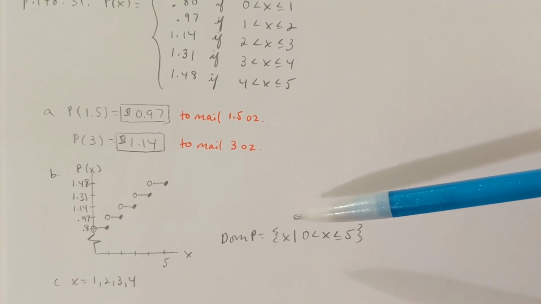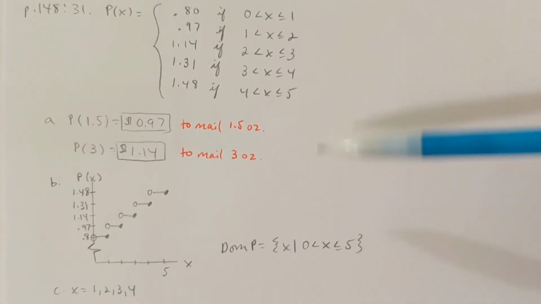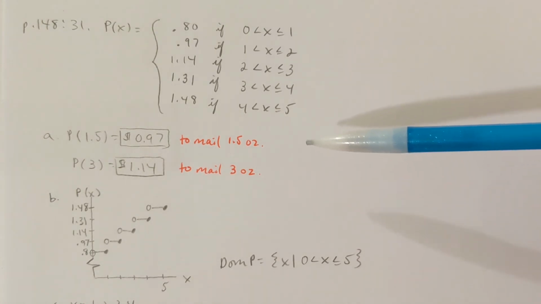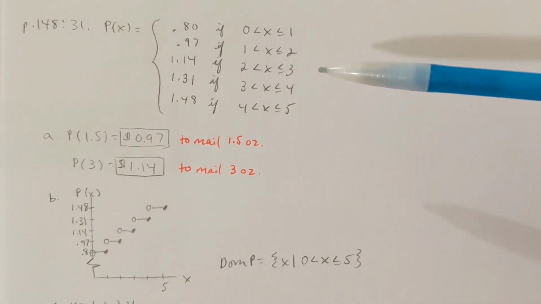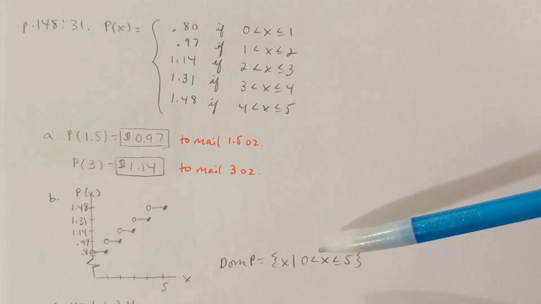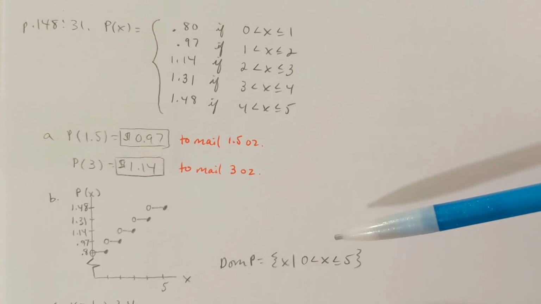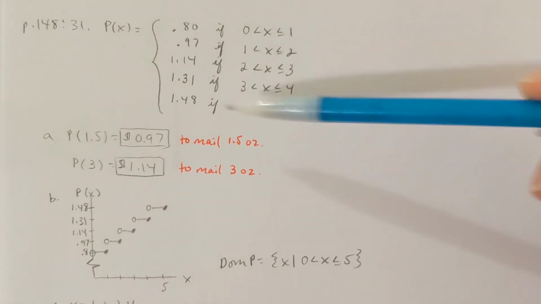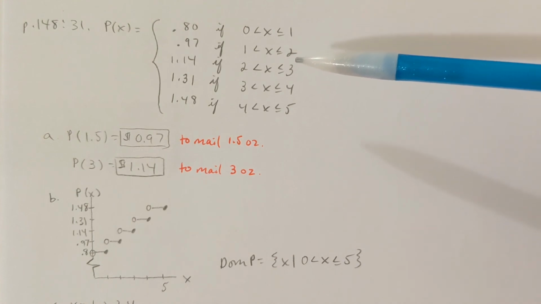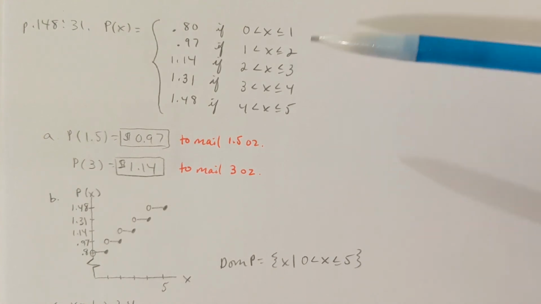If we want to know the domain of P, the domain of P is 0 to 5, including 5. By the way, you can't mail a package that weighs 0 ounces, so x is strictly greater than 0. And this function is only defined for a package weighing up to 5 ounces.